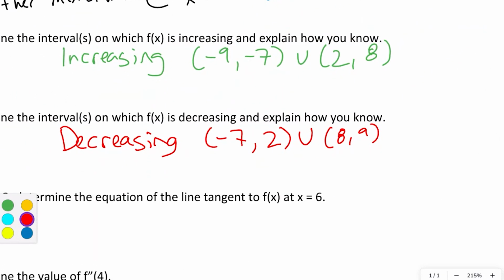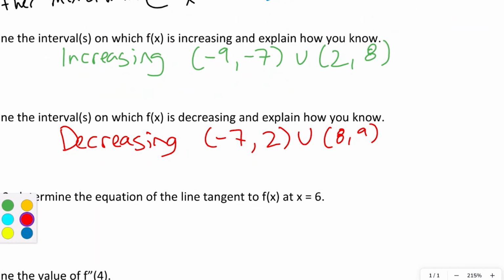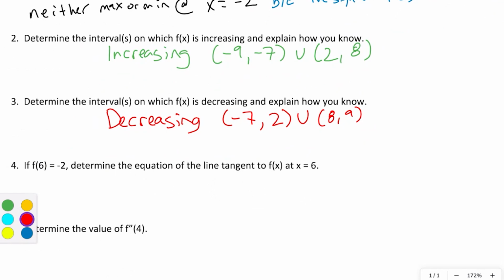Now, as far as describing how you know, we know where we're increasing and decreasing based on the sign of the slope. So we know we're increasing in those intervals because the derivative is positive. And we're decreasing on these intervals, -7 to 2 and 8 to 9, because the derivative is negative.